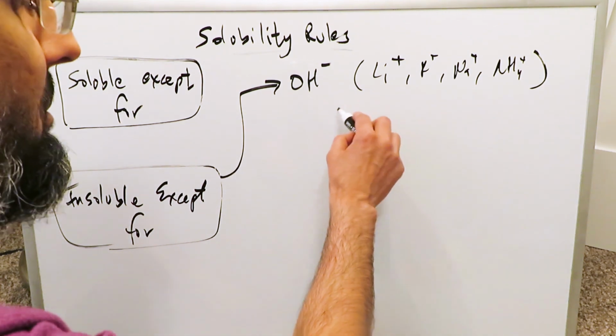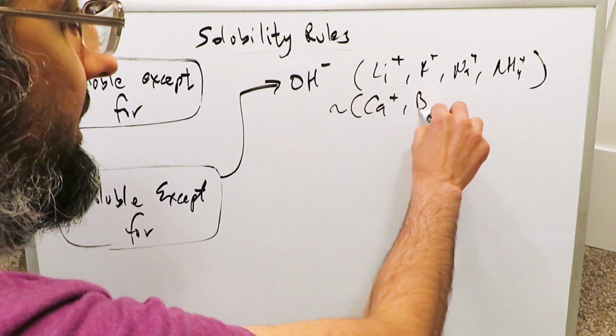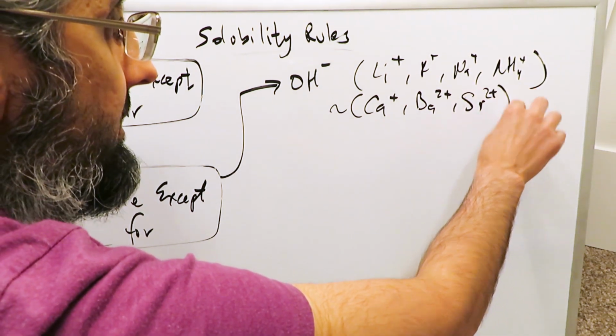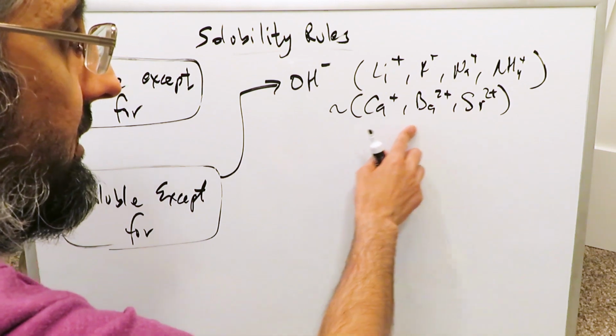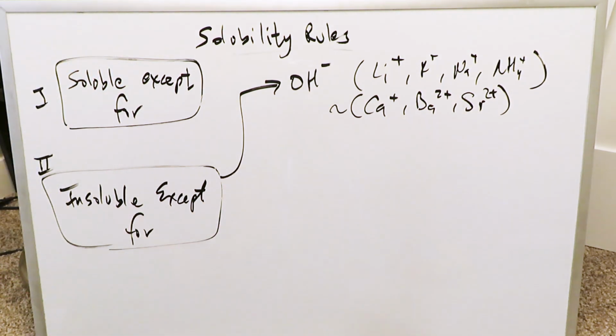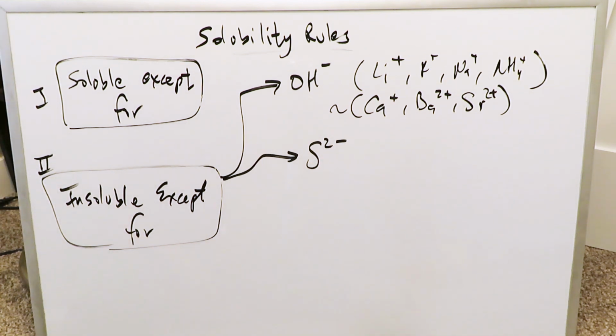You can have a mild exception if the compound is calcium, barium, or strontium. You're looking here at the alkaline earth metals. The alkaline earth metal hydroxides involving calcium, barium, and strontium are slightly soluble. They're not insoluble, but they're slightly soluble. They're not freely soluble. The next category of insoluble compounds are the sulfides, like iron sulfide, lead sulfide, silver sulfide. Those type of compounds are always insoluble.